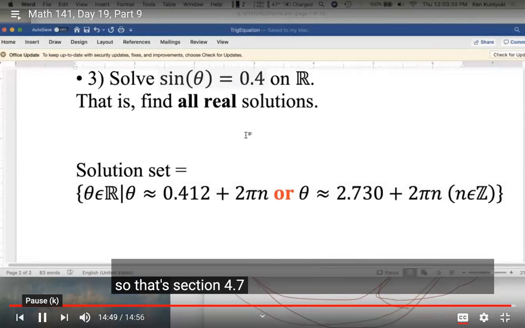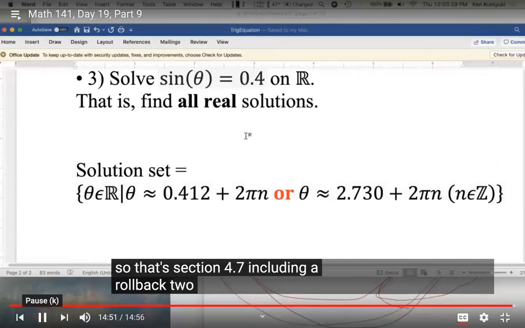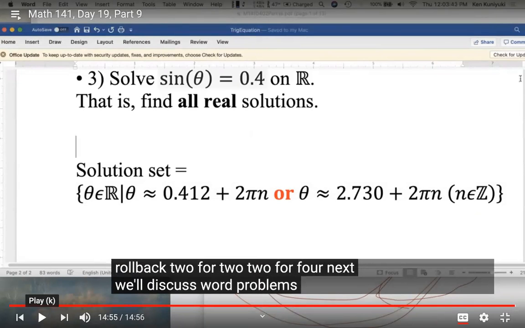So that's section 4.7, including a rollback to 4.2 to 4.4. Next, we'll discuss word problems. So we're looking back, and also I mentioned that on Thursday, I'm going to start 5.3 on solving trig equations, and actually that piece of 5.3 I'm going to start with, that's going to be relevant to this stuff. So I'm looking back to the earlier parts of chapter 4, and I'm looking towards Thursday when a piece of chapter 5 will help a lot with this stuff, even though it's chapter 4 homework. All right, any questions?